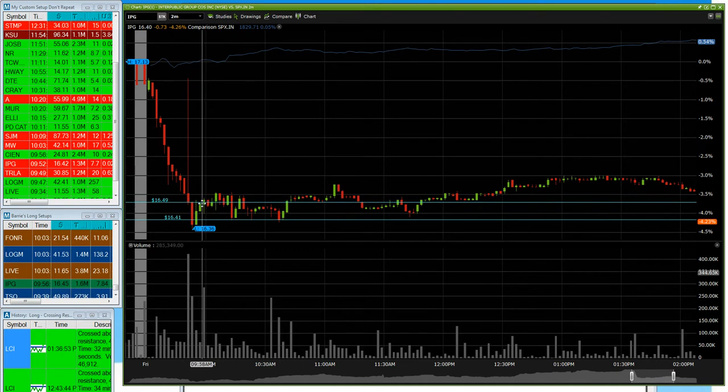But if you watch my blog from yesterday, you'll notice that I put the SPY up here just as a comparison, to see what was happening with the stock compared to what the SPY was doing.